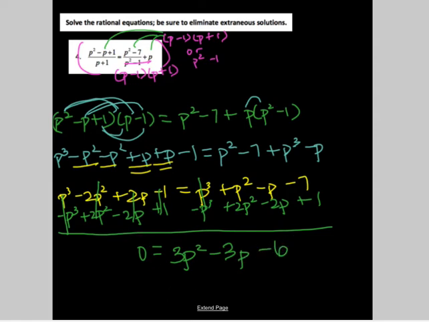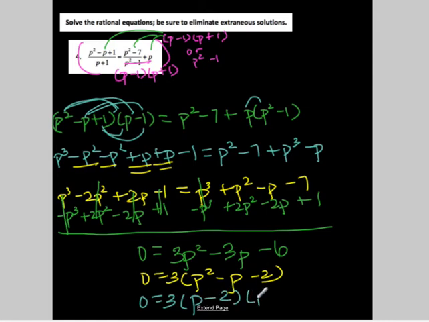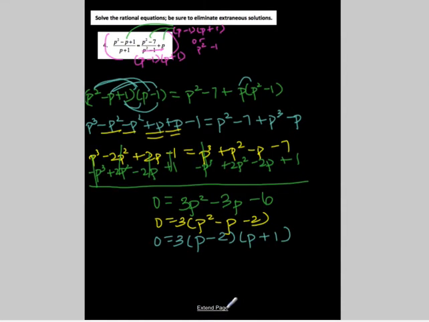In this case, I see that I can factor out a 3. And now I will factor. So I would have p, what multiplies to negative 2 but adds to negative 1. Negative 2, positive 1. And I would set each piece equal to 0 and solve. So I would have p minus 2 equals 0, so p will equal 2.